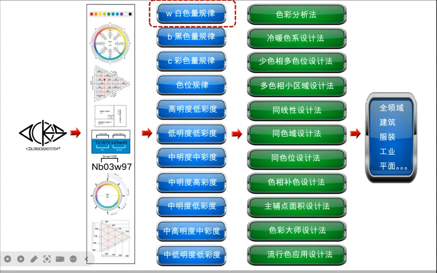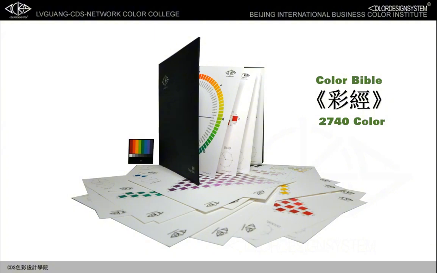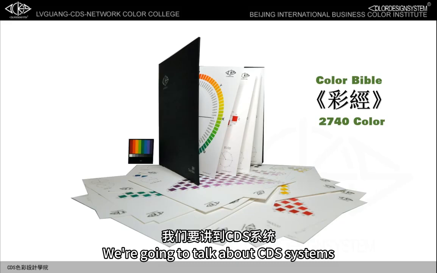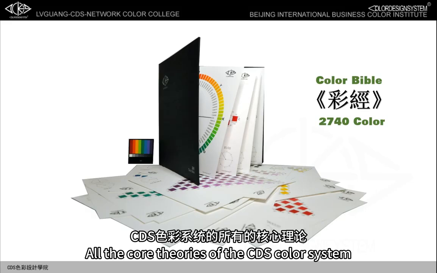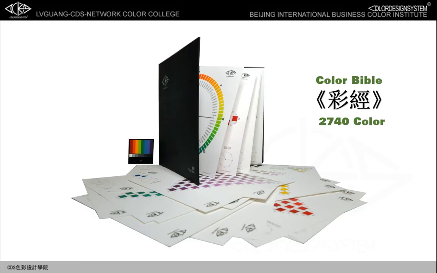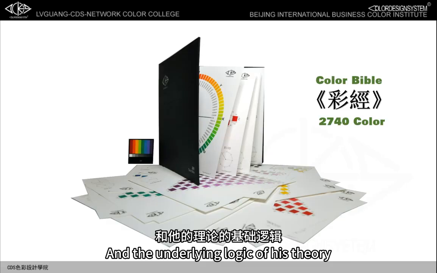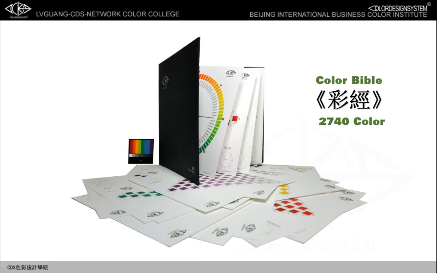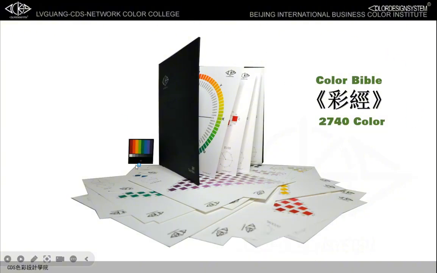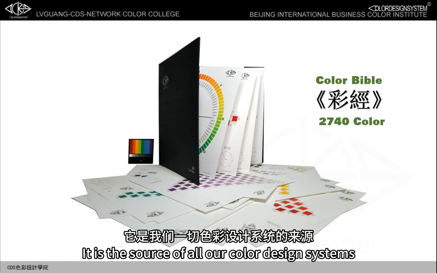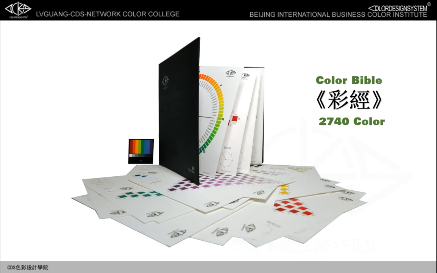Same as before, we're going to talk about the CDS system. I want to repeat it for everyone: all the core theories of the CDS color system and the underlying logic of its theory. This is what we call the color book. It is the source of all our color design systems.